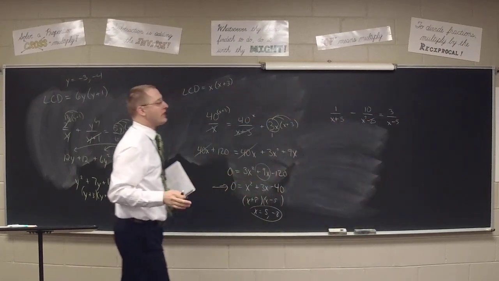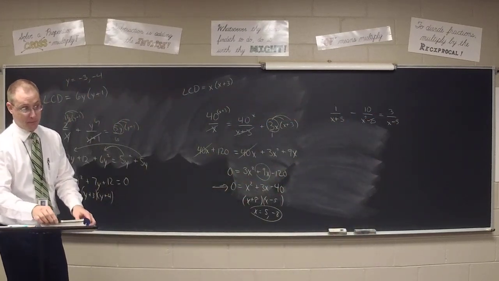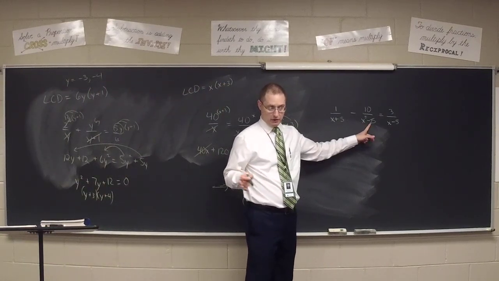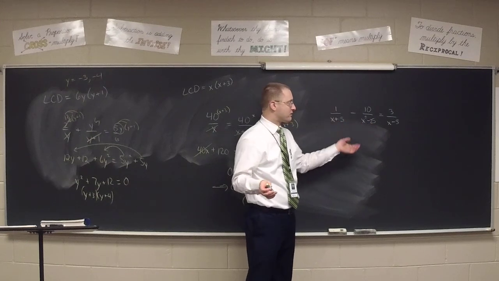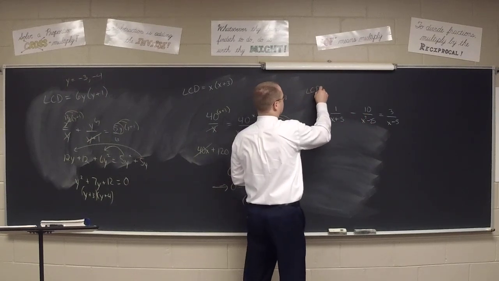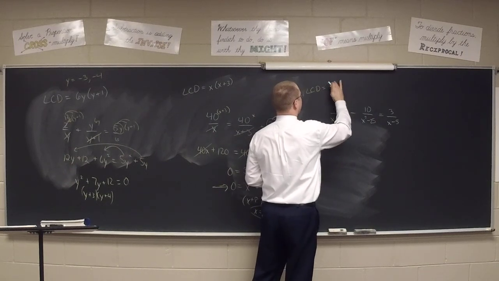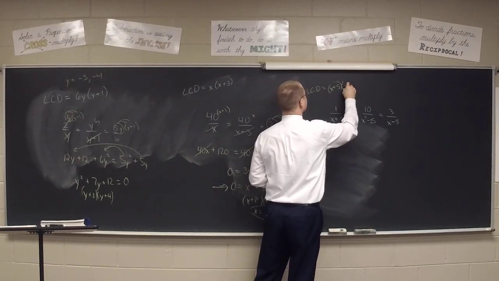Without even doing the factoring, because again, I'm lazy, remember? I know this is x plus 5, x minus 5. I think you do too. And there's an x plus 5, and there's an x minus 5. So what is the LCD, class? X plus 5, x minus 5, right? I don't think we need to actually even do the factoring on this one.